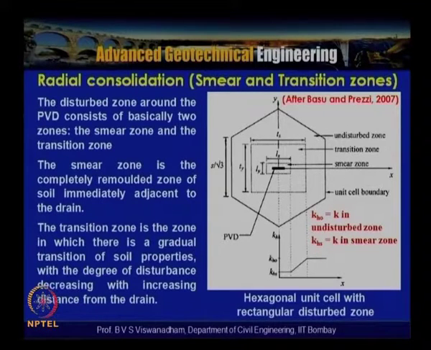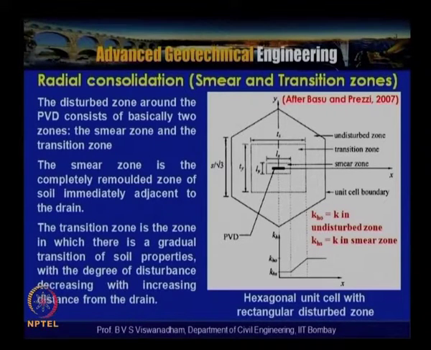So this is according to Basu and Prezi 2007. This is for PVDs, and in PVDs what they have postulated is that there are basically three zones surrounding the prefabricated vertical drain: the undisturbed zone, which is away from the drain, the transition zone, and then the smear zone.